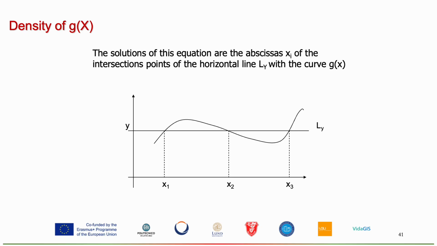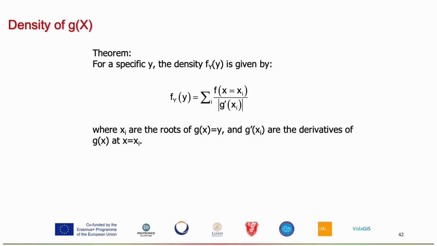Which are the values that generate y? Clearly they are the intersections between g(x) and this horizontal line. So they are, in the specific graphical example, x1, x2, and x3. From a mathematical point of view, the following theorem can be proved. The proof is quite complicated, but the theorem by itself is not so complicated.